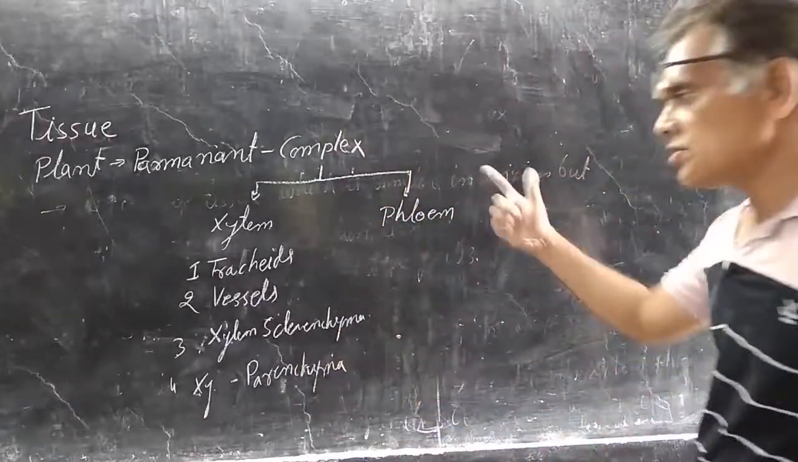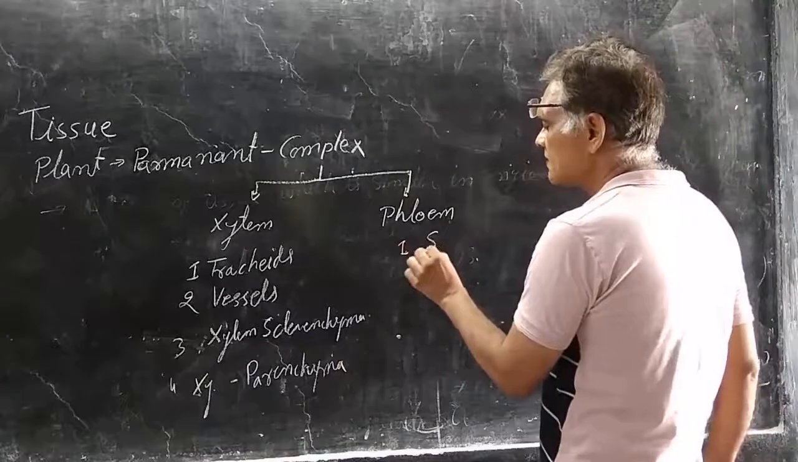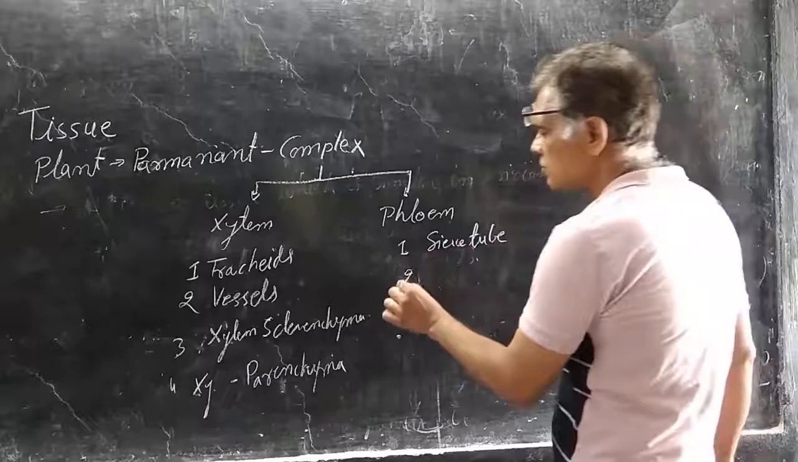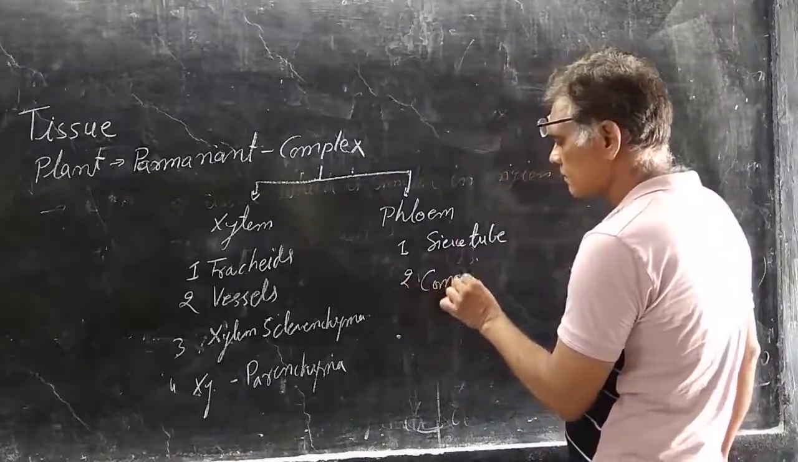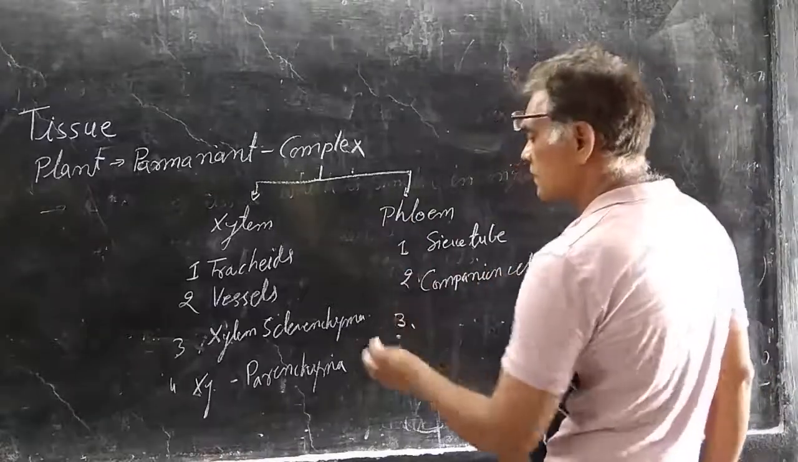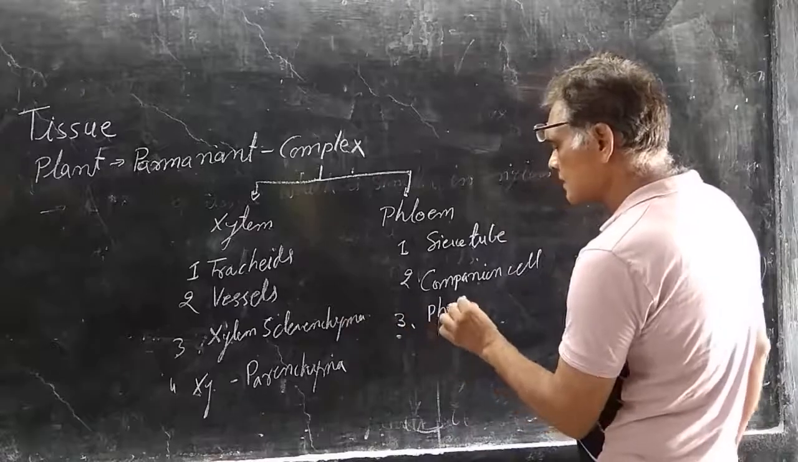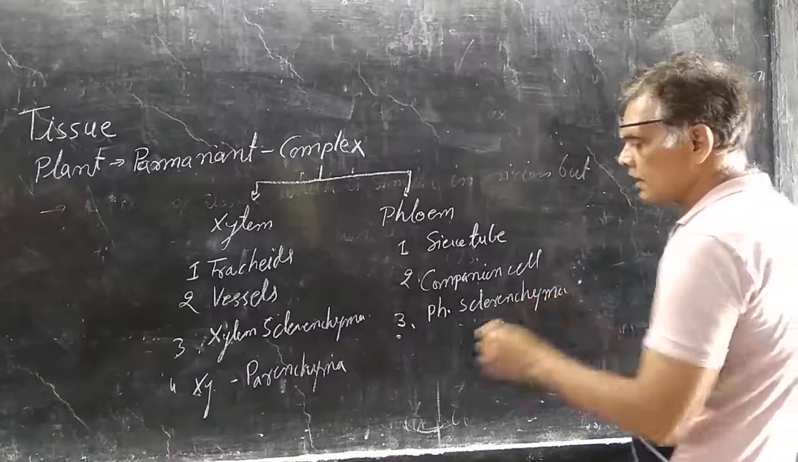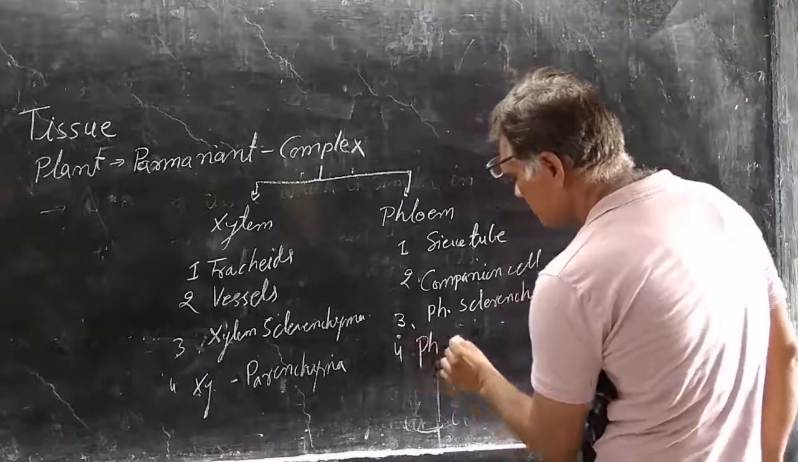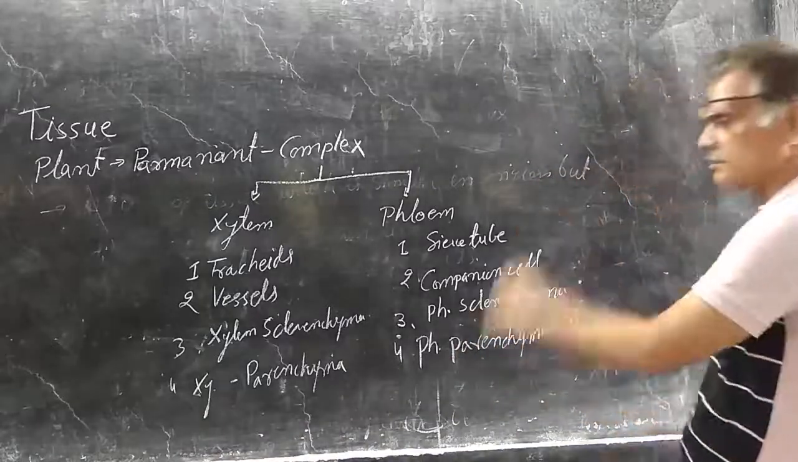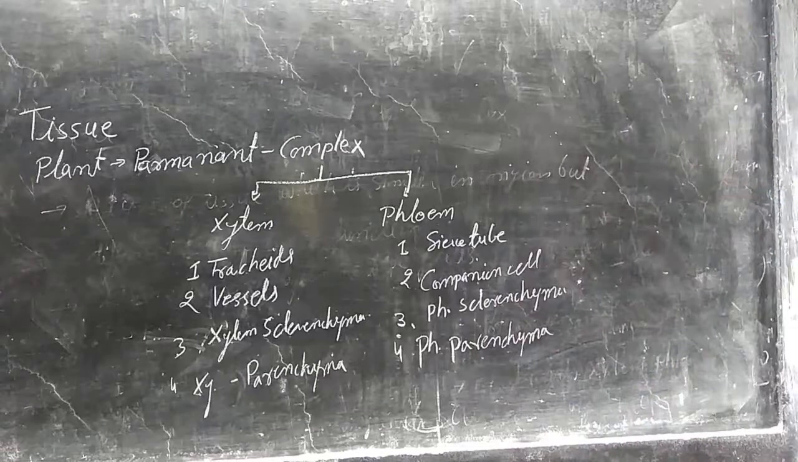Like that, phloem tissue is again of four types: sieve cells, or we can say sieve tube; second is companion cells; third is phloem sclerenchyma; and fourth is phloem parenchyma. These four types of elements are present in the phloem tissue.